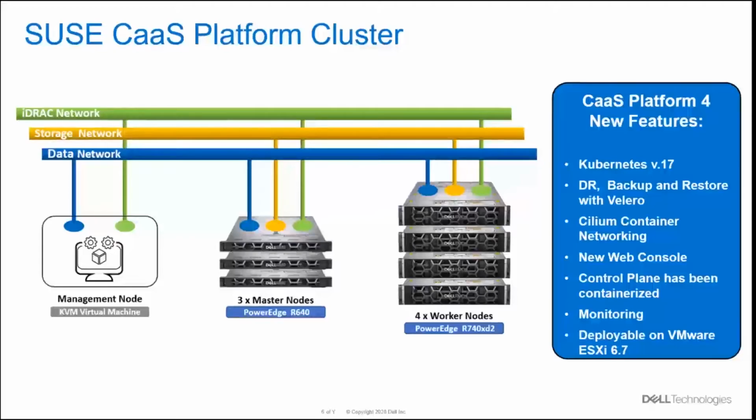So Alex? Right. Great. Thank you very much, Kishore. So the first thing I want to point out with our base architecture here is how we segregated the networks. We have the security sensitive iDRAC network separated from the high bandwidth storage network, and that of course is segregated from the low latency Kubernetes data network.